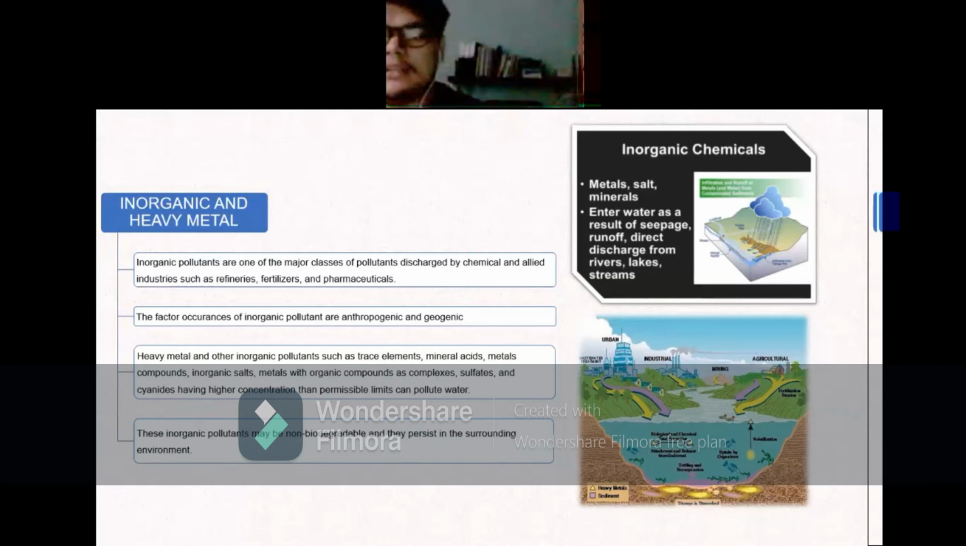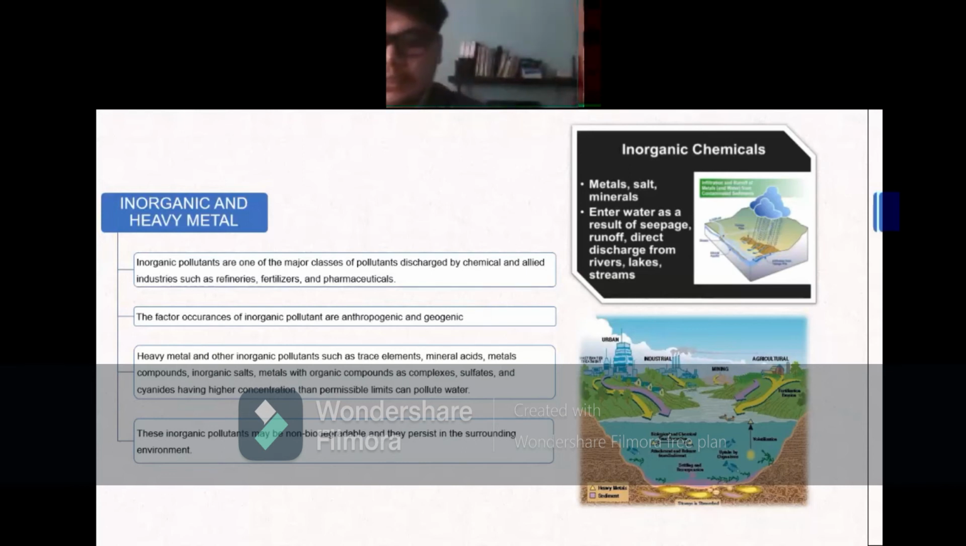Heavy metal and other inorganic pollutants such as trace elements, mineral acids, inorganic salts, and metals with organic compounds as complexes, sulfide and cyanide, having higher concentration than the permissible limit can pollute water. Heavy metal and inorganic substances can enter a water supply through industry and consumer waste, or even from acid rain breaking down soil and releasing the heavy metal into streams, lakes, rivers, and groundwater.